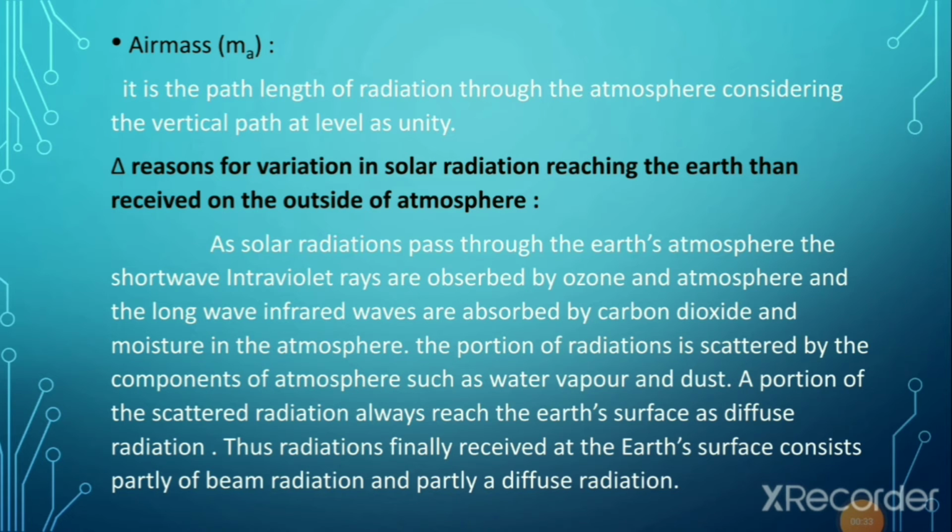A portion of radiation is scattered by the components of the atmosphere, such as water vapor and dust. A portion of the scattered radiation always reaches the Earth's surface as diffuse radiation. Thus, radiation finally received at the Earth's surface consists partly of beam radiation and partly of diffuse radiation.